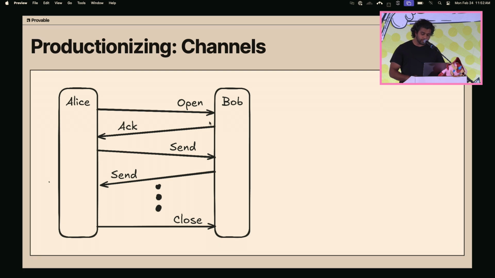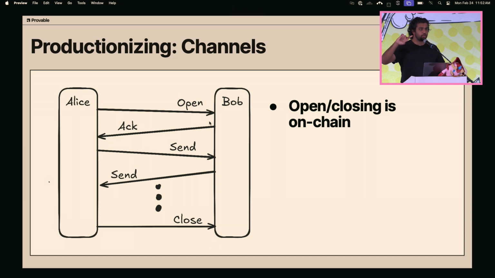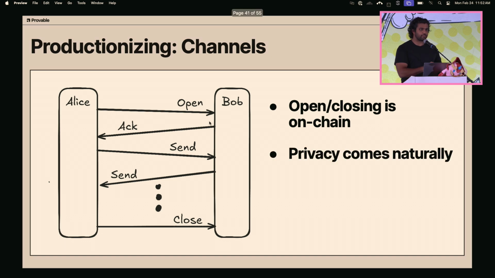The way this works in the traditional sense is that opening and closing is on-chain, and in Bitcoin and any kind of EVM-style or account-based construction, this part is public. But because we've designed this with records and private state, privacy actually almost comes for free. You can just copy the existing constructions out there, and you have private state channels where settlement is truly private.